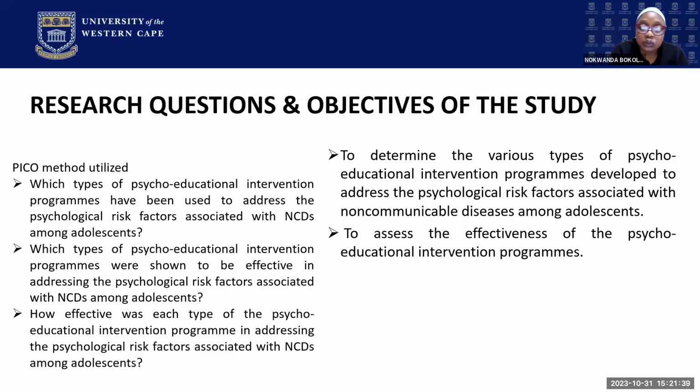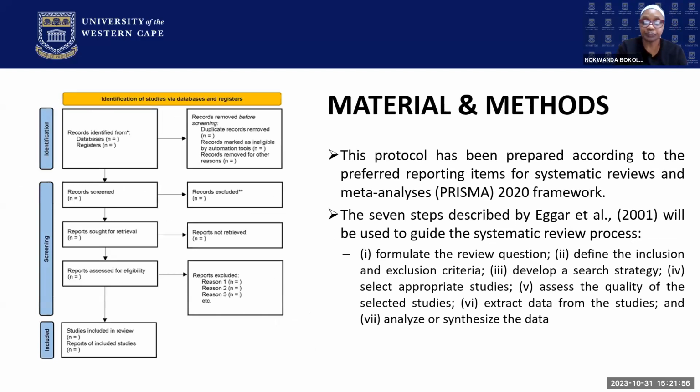And the objectives were 2. Number 1 was to determine the various types of psychoeducational intervention programs developed to address the psychological risk factors associated with NCDs among adolescents. And number 2, to assess the effectiveness of the psychoeducational intervention programs. Materials and methods. This protocol has been prepared according to the Preferred Reporting Items for Systematic Review and Meta-Analysis, the PRISMA 2020 framework. And also we followed the 7 steps by Edgar and his colleagues.